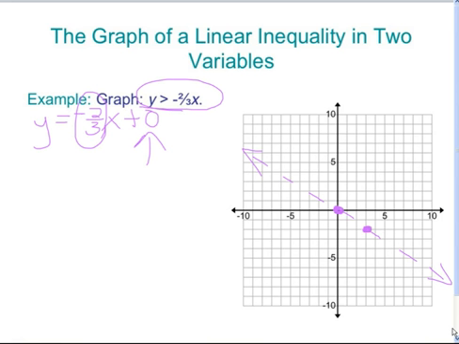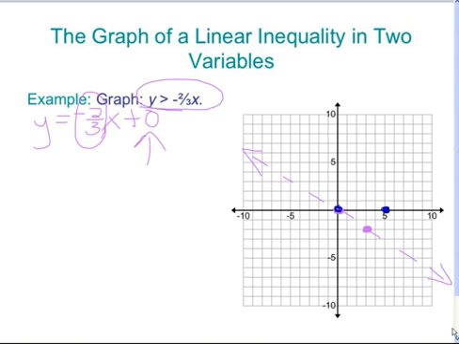Okay, now we need to do the shading. We're going to pick a test point. Again, normally we choose (0, 0) as our test point, but as you notice, the line actually goes through (0, 0), so you cannot use (0, 0) as your test point this time. So pick any other point, doesn't matter what. So randomly, I'm going to pick the point (5, 0).